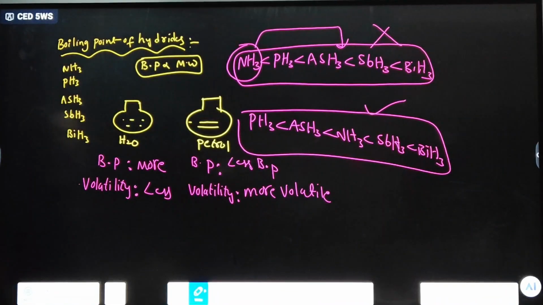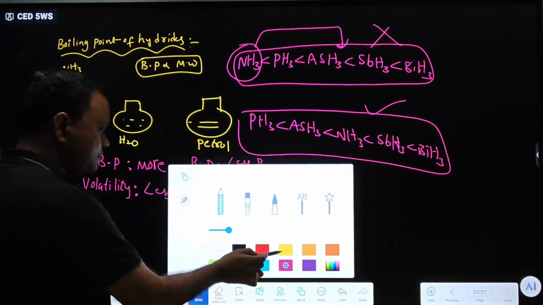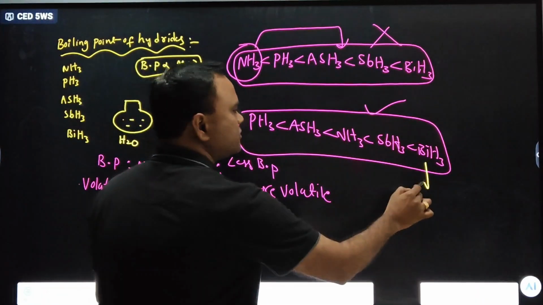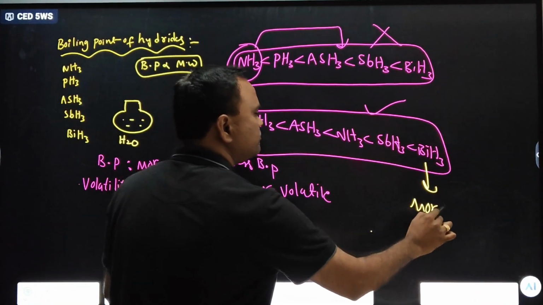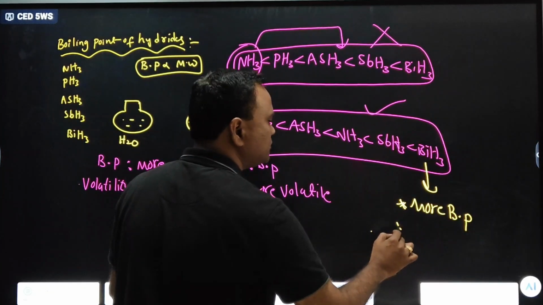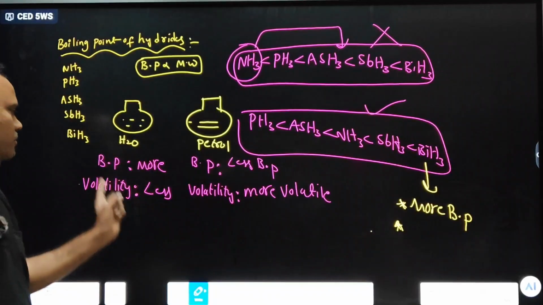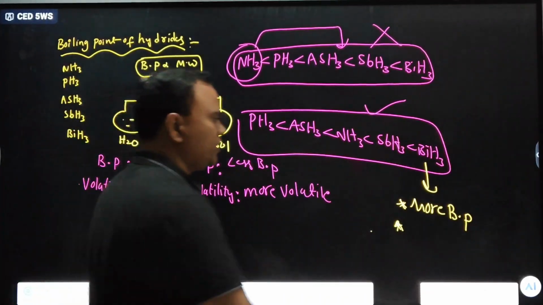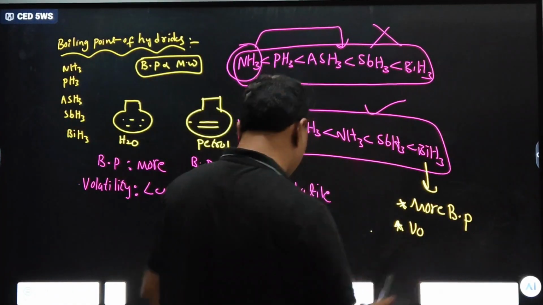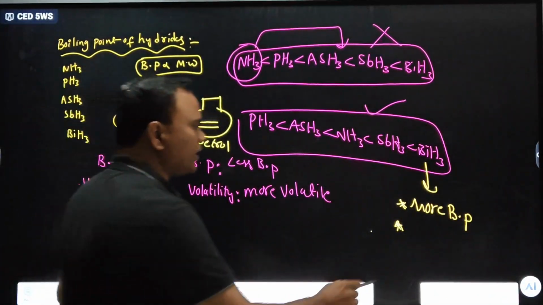Now my question to you. Which has more boiling point here, girls? BiH3. Tell me, more boiling point. More boiling point means volatility is? Yes, more boiling point means less volatility. So, a very important question: which of the following is a less volatile hydride? BiH3 is a less volatile hydride.